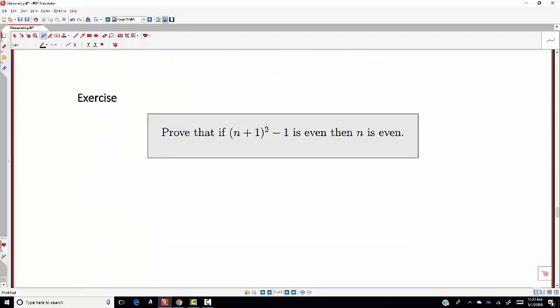Suppose we want to prove that if n plus 1 squared minus 1 is even, then n must be even. Right, so the negation of this statement is the following. Remember, the negation of an implication contains no if. Suppose n is a natural number. The negation will be: there exists a natural number n such that n plus 1 squared minus 1 is even and n is odd.